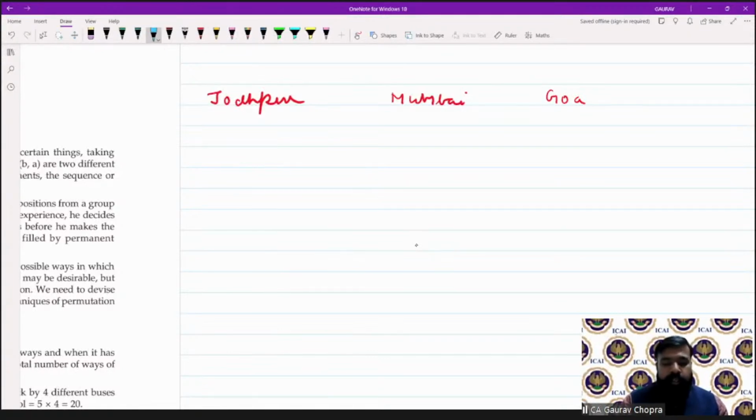Now, let's say there are two flights available from Jodhpur to Mumbai, flight 1 and flight 2. And from Mumbai to Goa, let's say three flights are available, F3, F4, F5. Now, in how many ways can you reach from Jodhpur to Goa? जोधपुर से गोवा पहुंचने के कितने तरीके हमारे पास अवेलेबल हैं? This you have to calculate. So how can we find this?